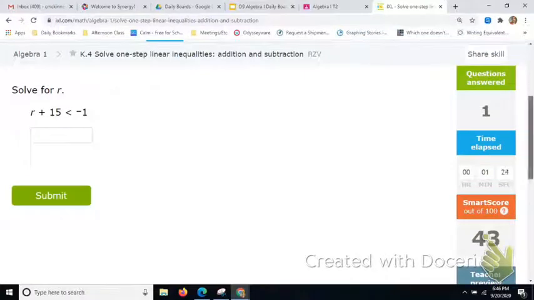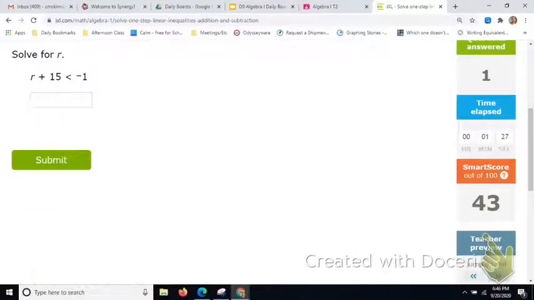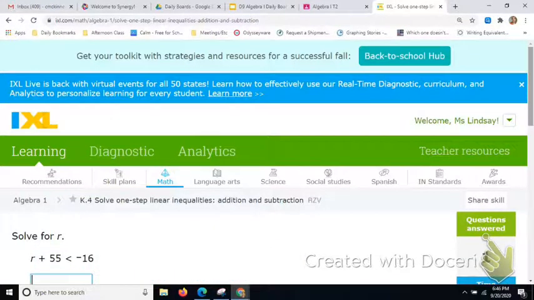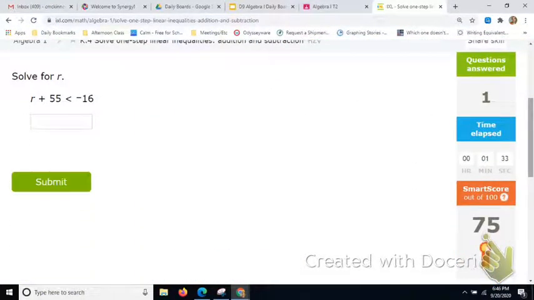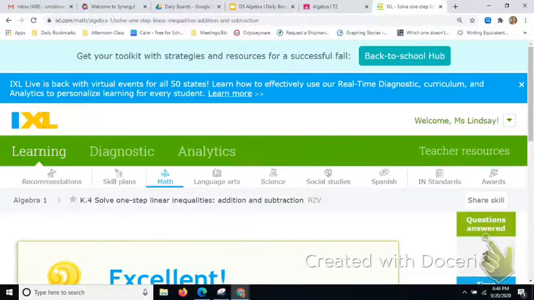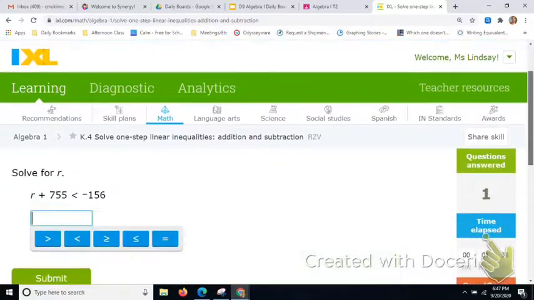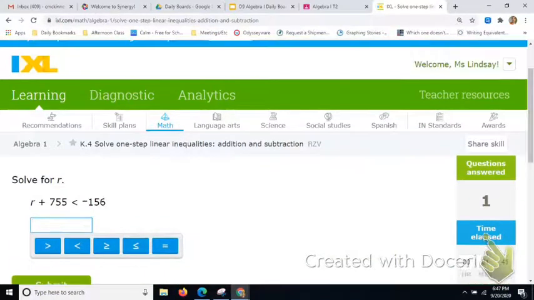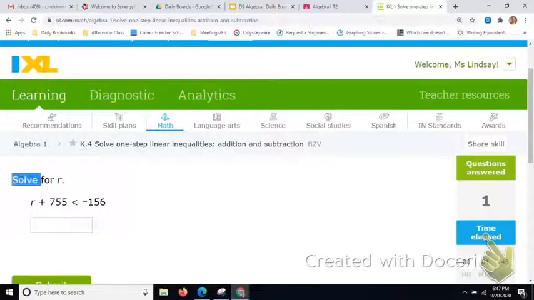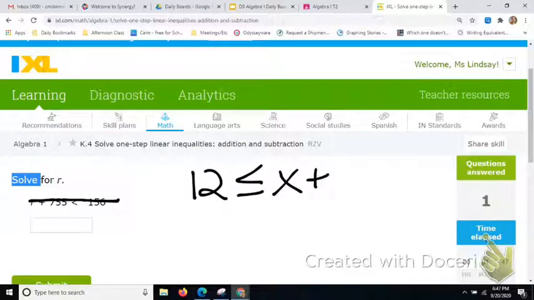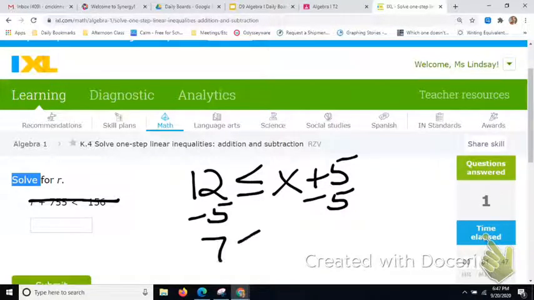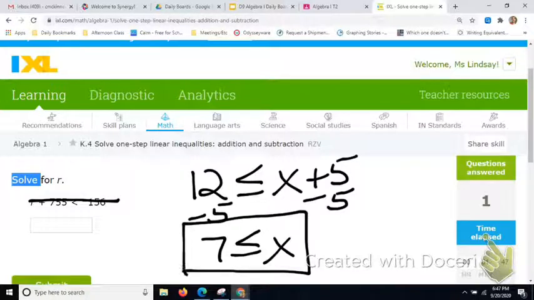These are all adding and subtracting, so you won't have to worry about that. But I do want to see if they give you one where it's on the other side. Because I wanted to point out, if you had something like 12, this is not this question, 12 is less than or equal to x plus 5, you would subtract 5, and then 7 is less than or equal to x. And you could type the answer in just like this.